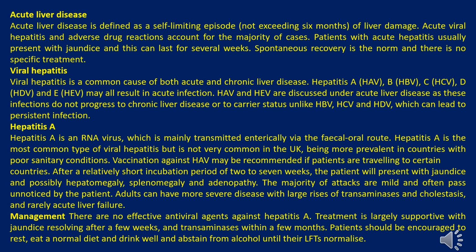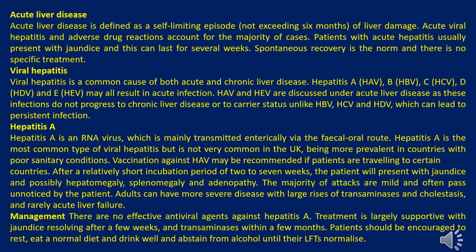Let's now discuss hepatitis A. Hepatitis A is an RNA virus, which is mainly transmitted enterically via the fecal-oral route. Hepatitis A is the most common type of viral hepatitis but is not very common in the UK, being more prevalent in countries with poor sanitary conditions. Vaccination against HAV may be recommended if patients are traveling to certain countries. After a relatively short incubation period of 2 to 7 weeks, the patient will present with jaundice and possibly hepatomegaly, splenomegaly and adenopathy.